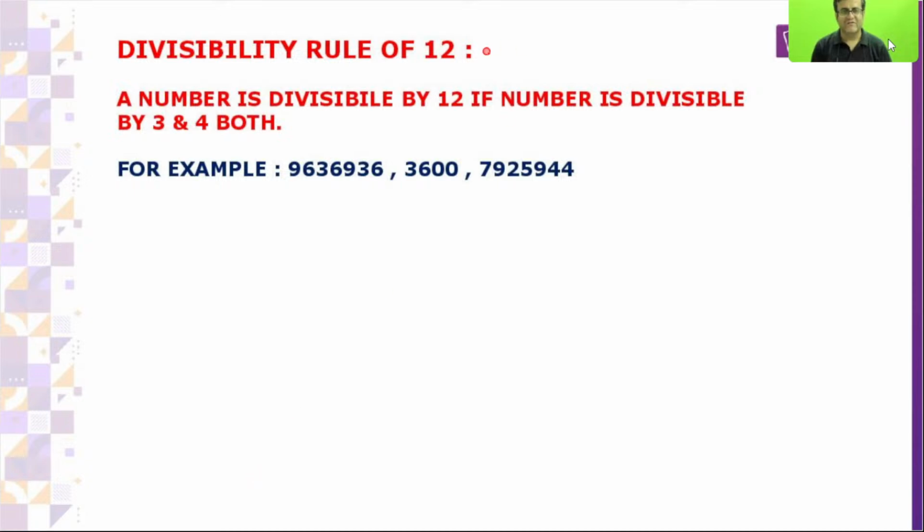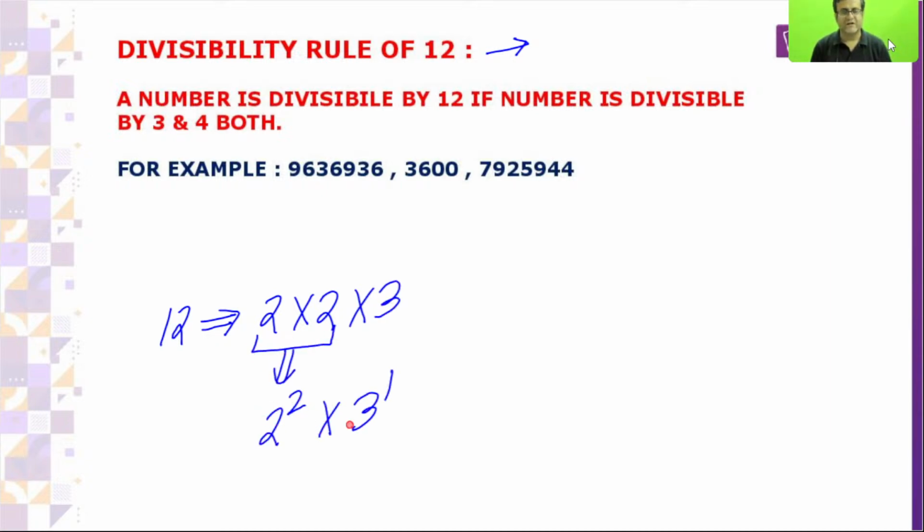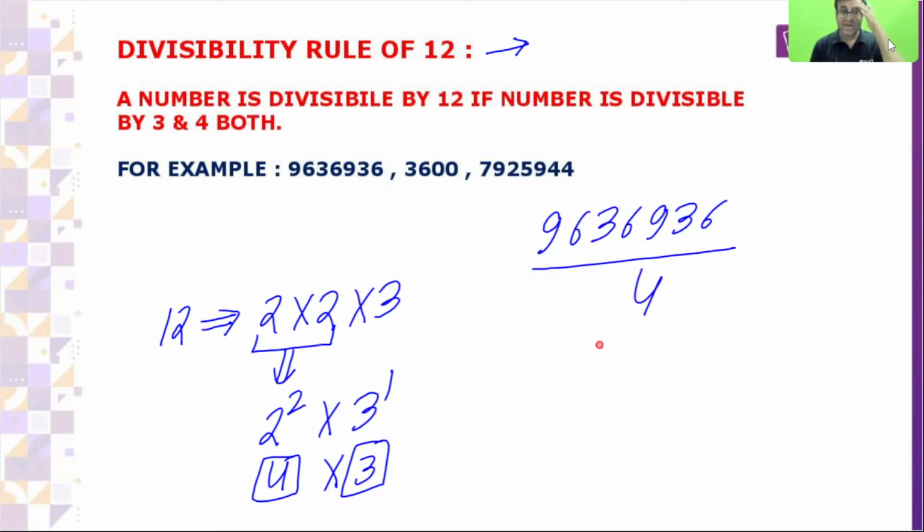In case of 12, as I have given you in case of 6, now factorize this number: 2 into 2 into 3. So 2 into 2, the same numbers take together. I can write 2 to the power 2, and this is 3. 2 to the power 2 is 4. So check for 4, check for 3. This number 9, 6, 3, 6, 9, 3, 6, I have to check for 4 and I have to check for 3 as well.